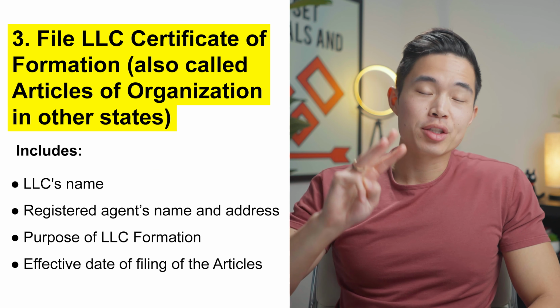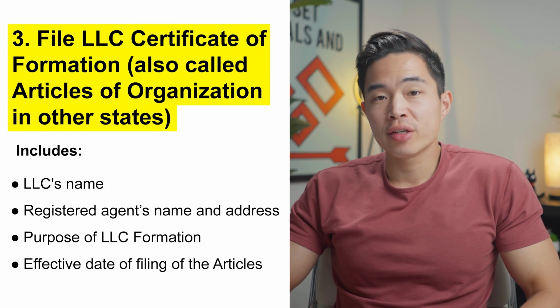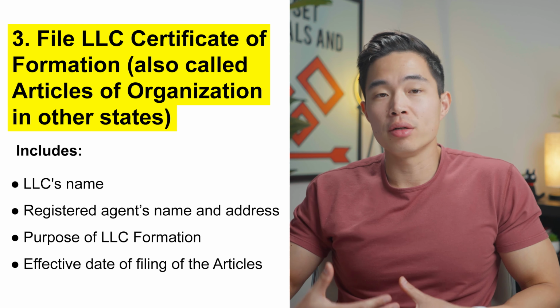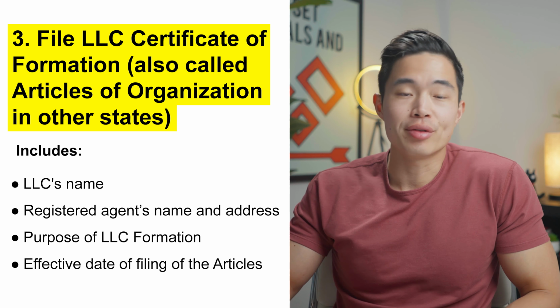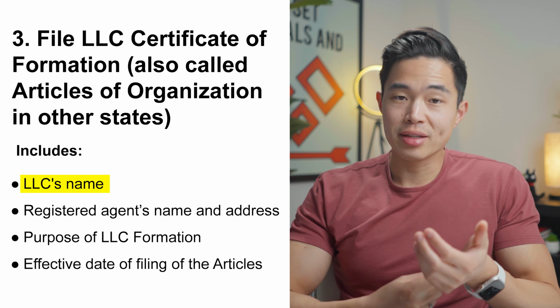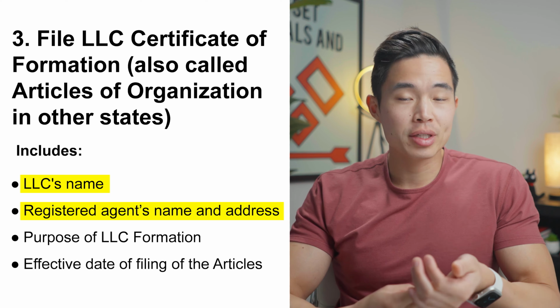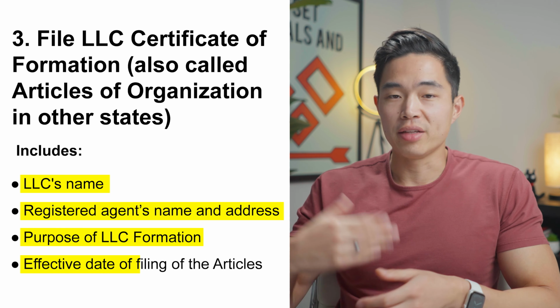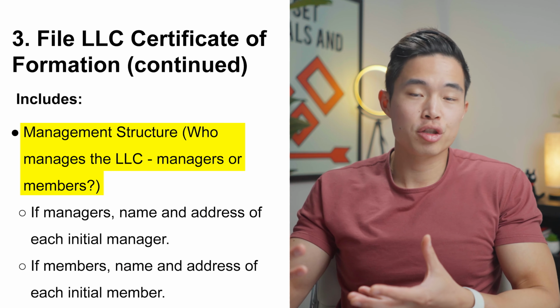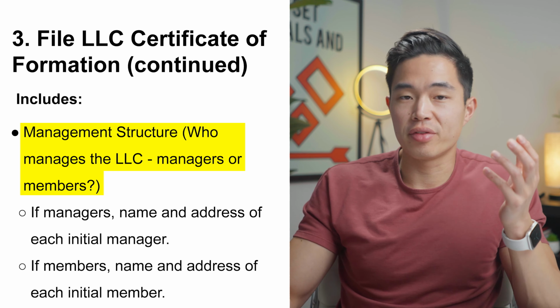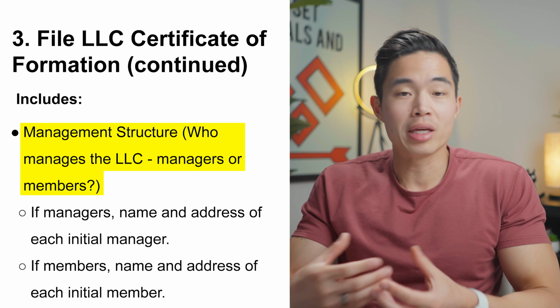Okay, so step 3 is to actually file your LLC certificate of formation, which is also called the Articles of Organization in other states. This is going to include the LLC's name, the registered agent's name and address, purpose of LLC formation, date of filing of the articles, management structure, so who are the actual managers of this company, and also a bunch of other really important information.